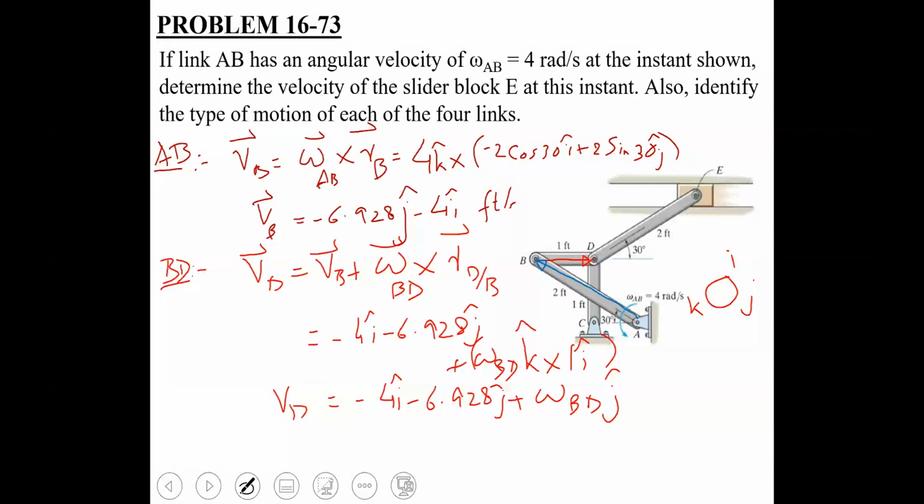ठीक है? Clear है यहाँ तक? Let me call it as my equation number 1. Is it clear to all of you? Yes, sir.